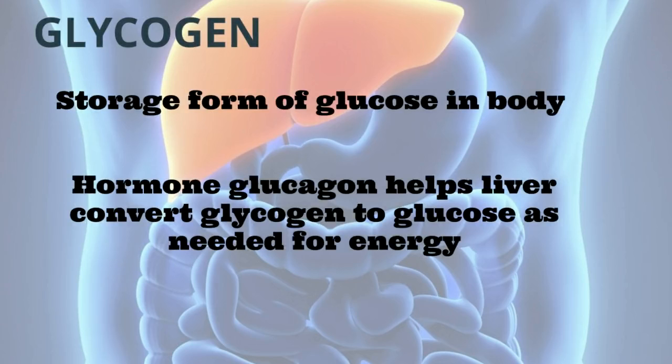Glycogen is a very important polysaccharide as it is stored in the form of glucose in the body. There is a hormone called glucagon, which helps the liver convert glycogen into glucose as needed for energy.